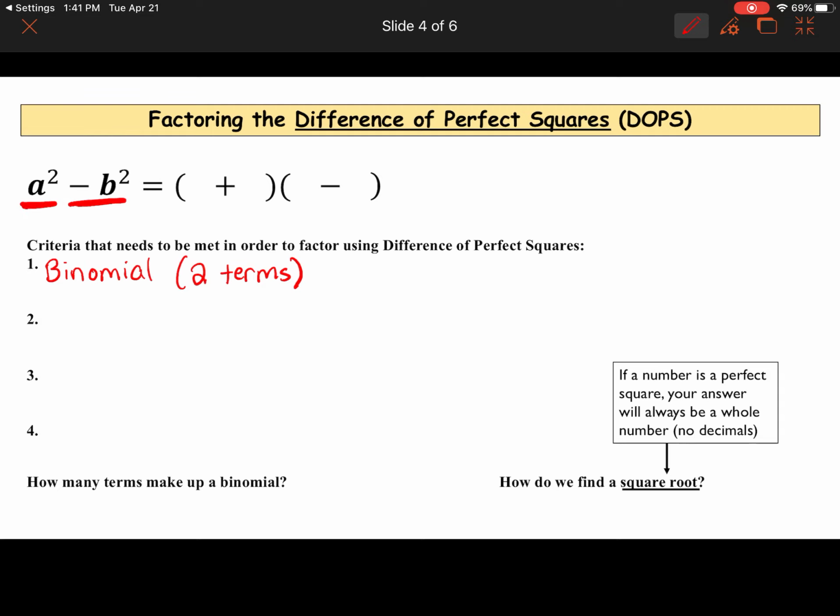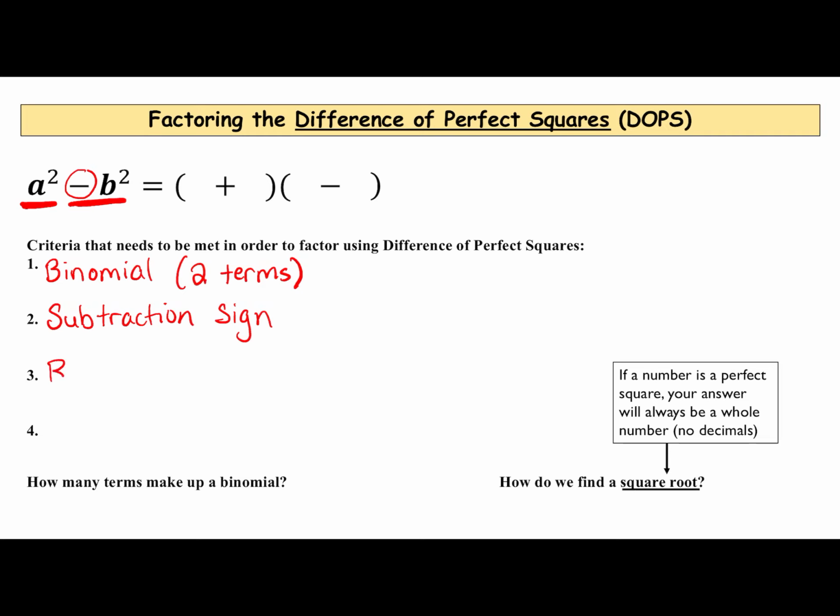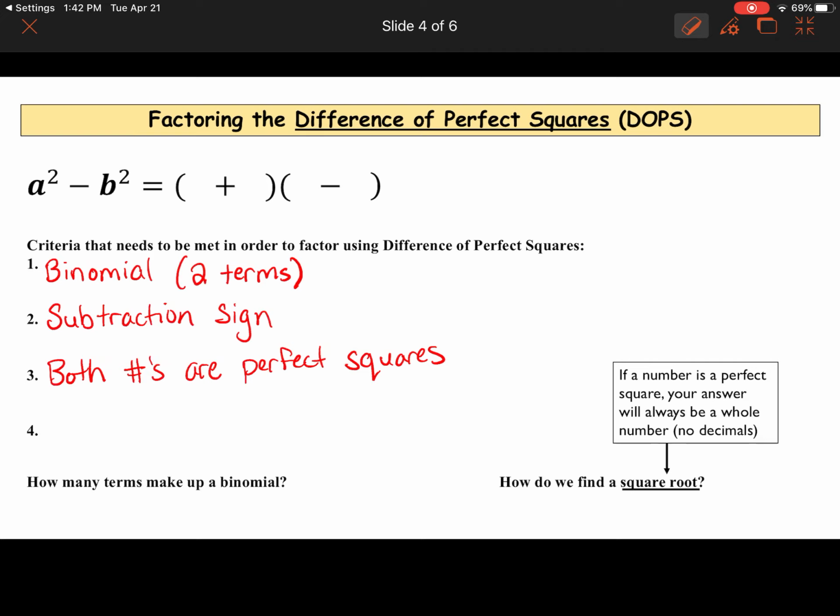Number 2, there must be a subtraction sign between the terms, which we have. And both numbers are perfect squares. Really the numbers in this expression here, there's nothing in front, so it's 1 and 1. 1 is a perfect square, right? 1 times 1 gives you 1. So both numbers here are perfect squares because 1 is 1 times 1, and the other 1 is 1 times 1. So that's good. We met that criteria. And the fourth big criteria is you need to have even exponents.